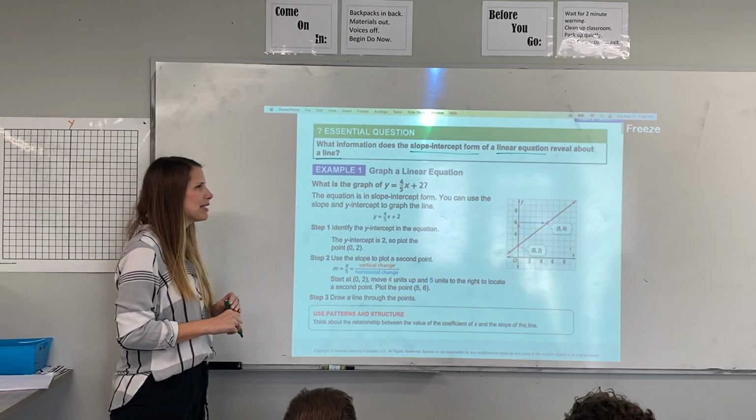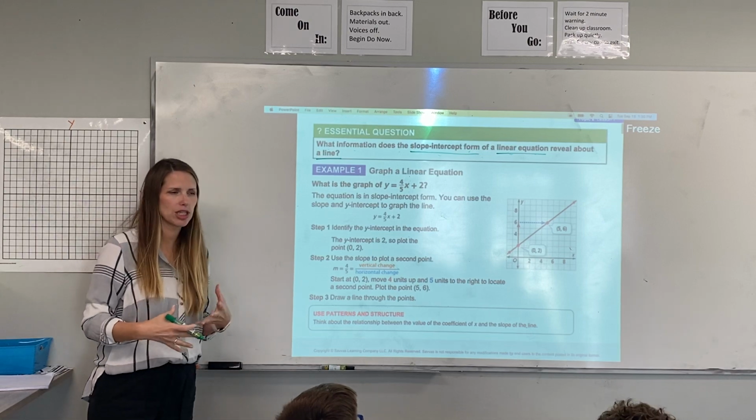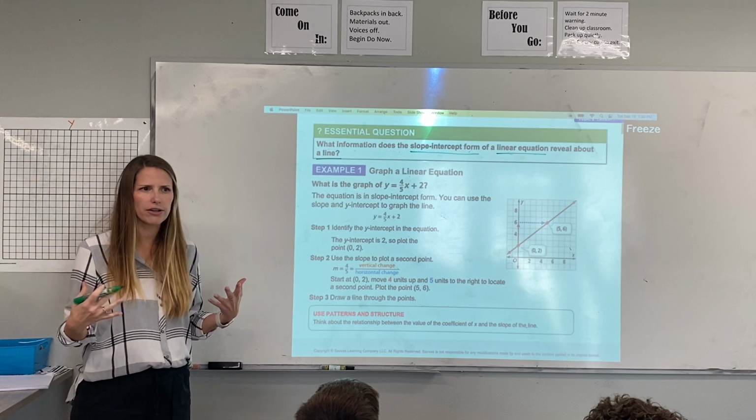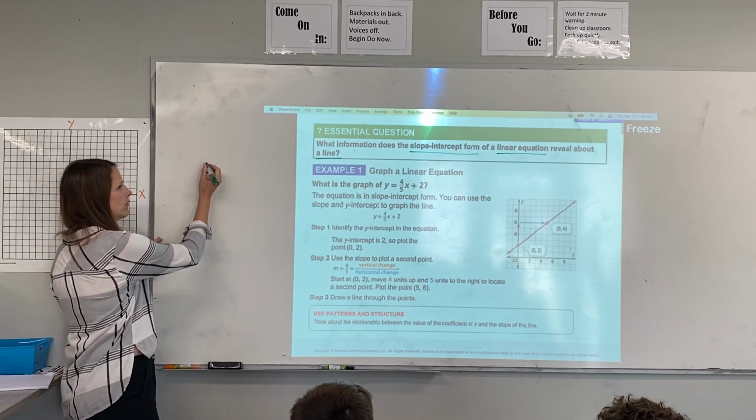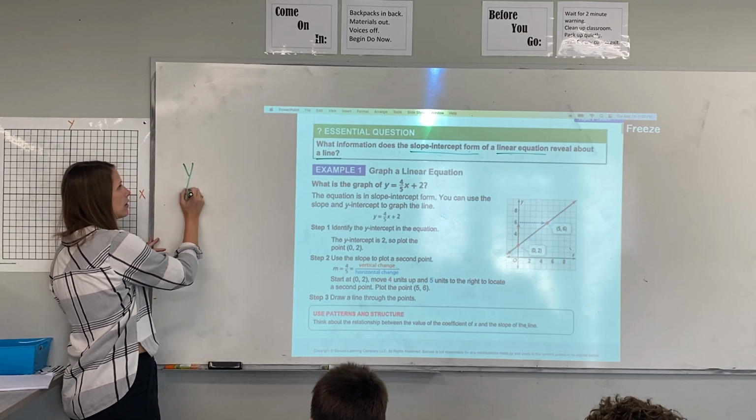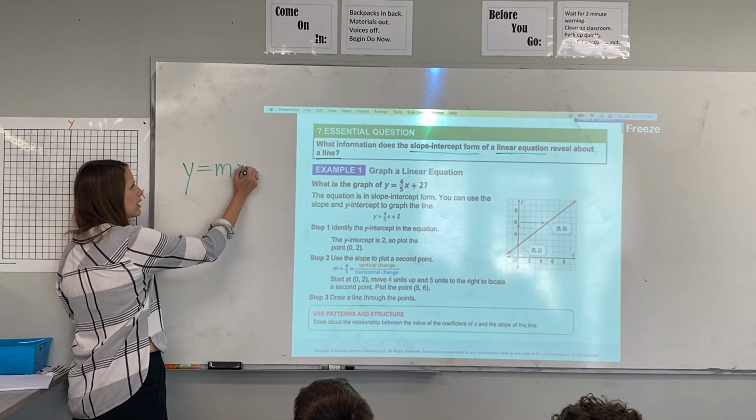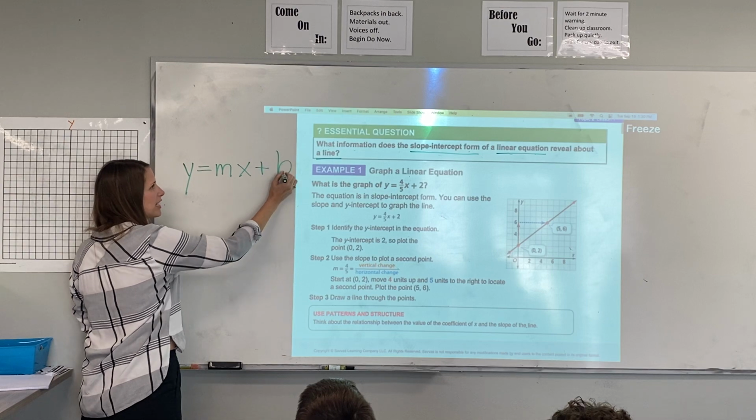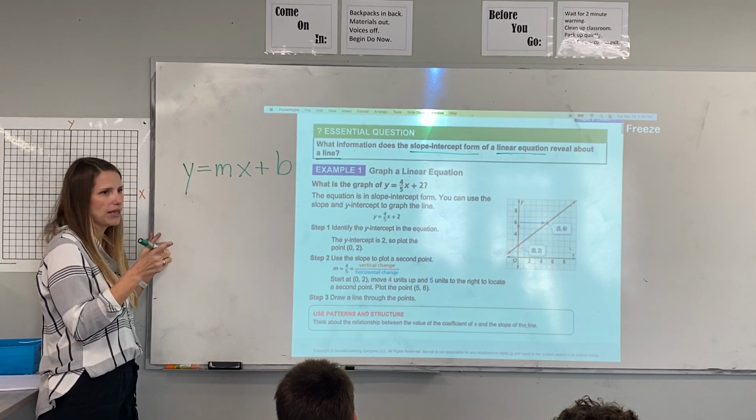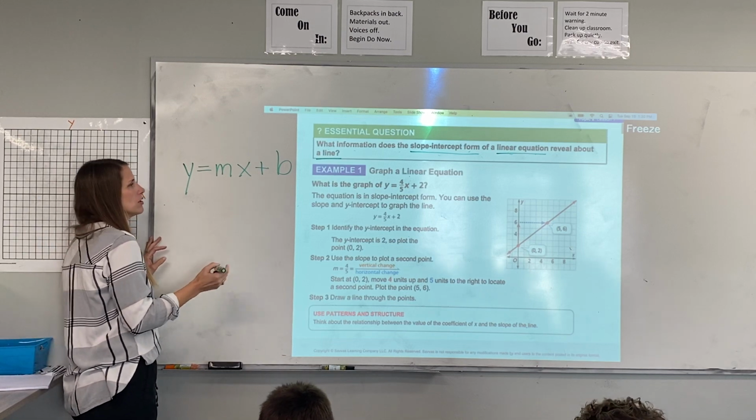Okay, can anybody tell me what the equation is for just that generic slope-intercept form with no actual values? Go ahead, Brianna. Y equals mx plus b. Perfect. Y equals mx plus b. If I'm writing, you're writing.